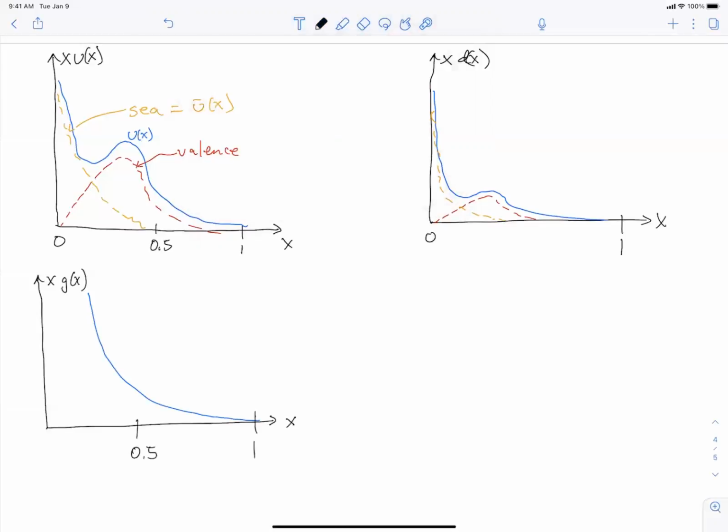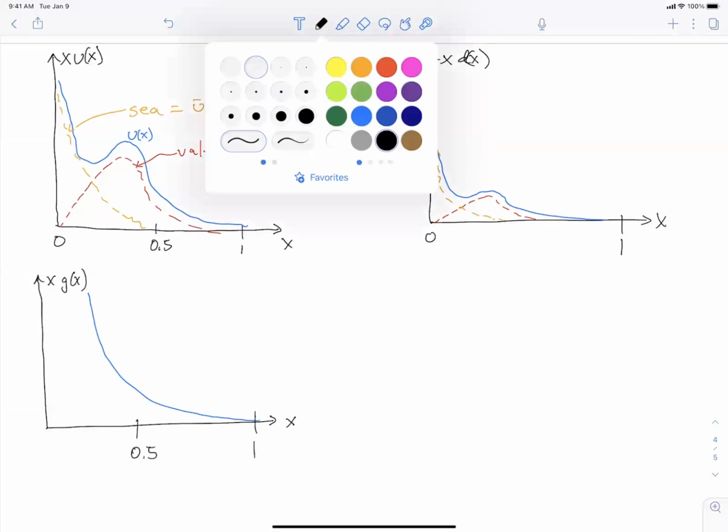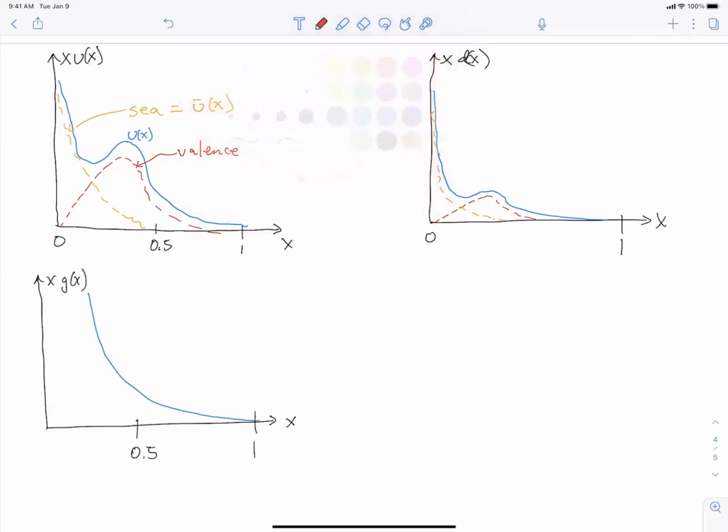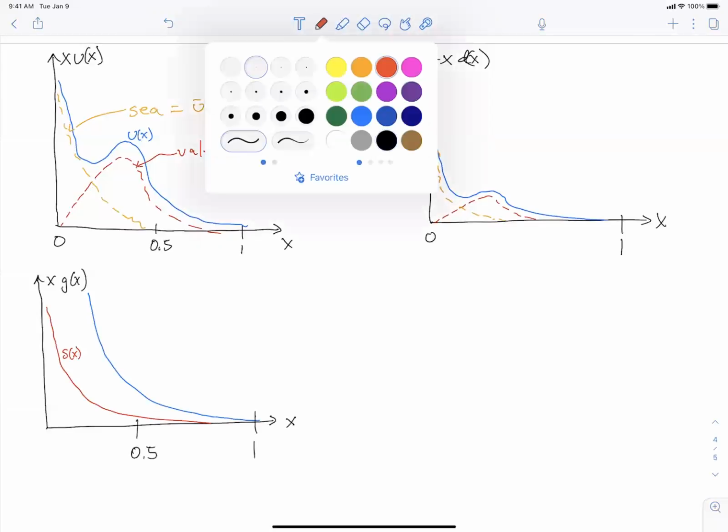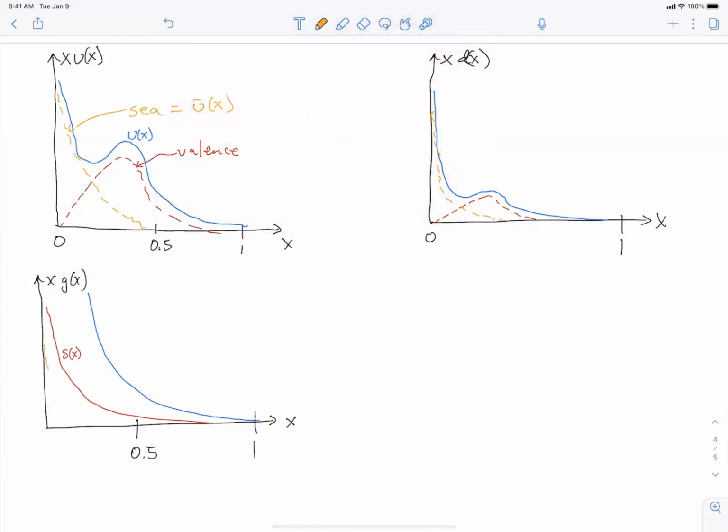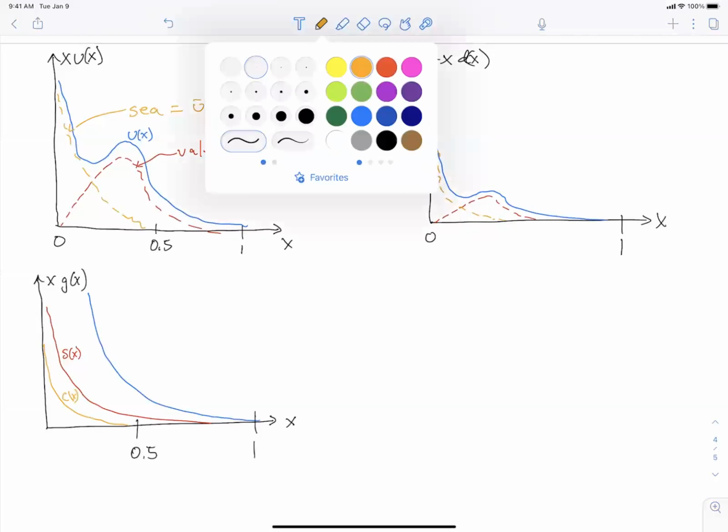Okay, and then for strange and anti-strange, it's even smaller. So this would be S of X. And then for charm, it would be really small because charms are more massive, so it costs more energy to make a virtual pair of them. And you can even talk about the probability to get a virtual bottom anti-bottom pair, which is very small indeed. Okay, so that's roughly what they look like.